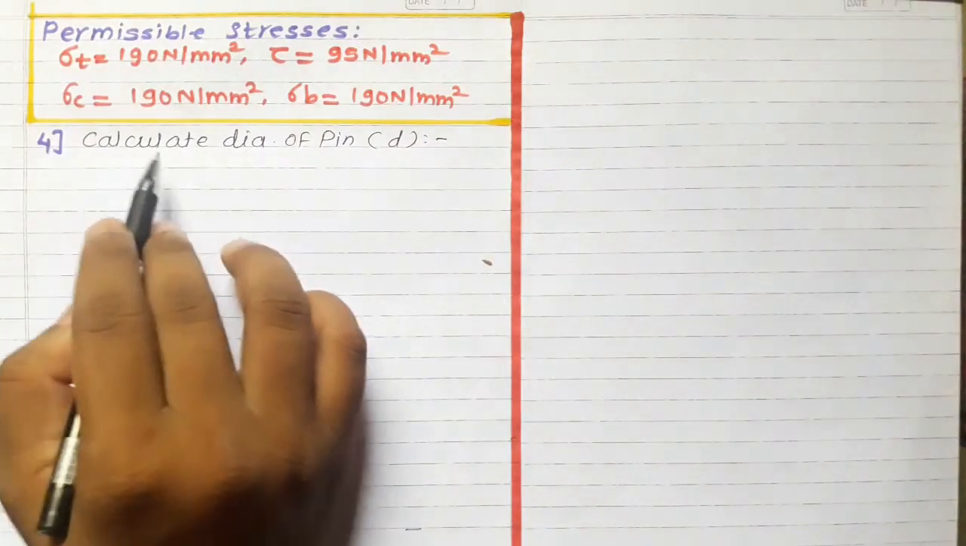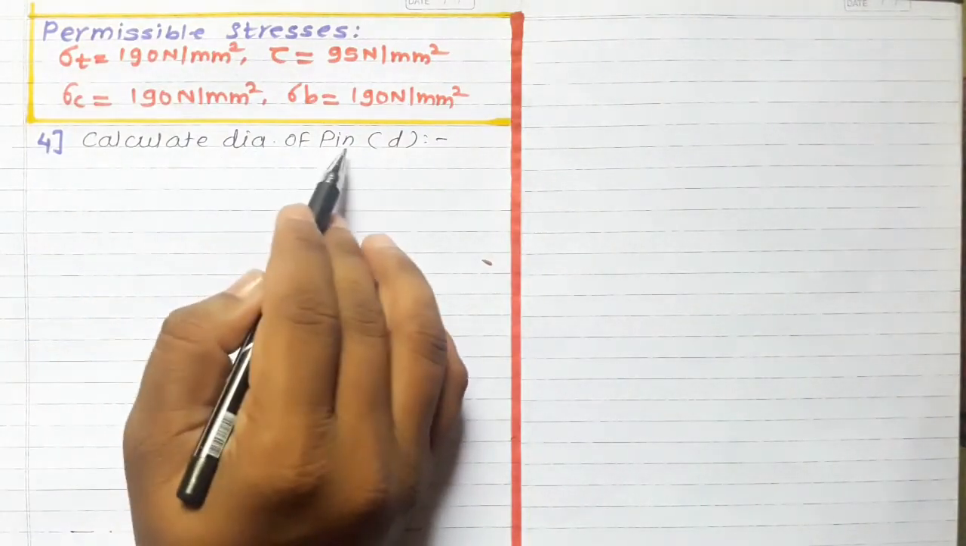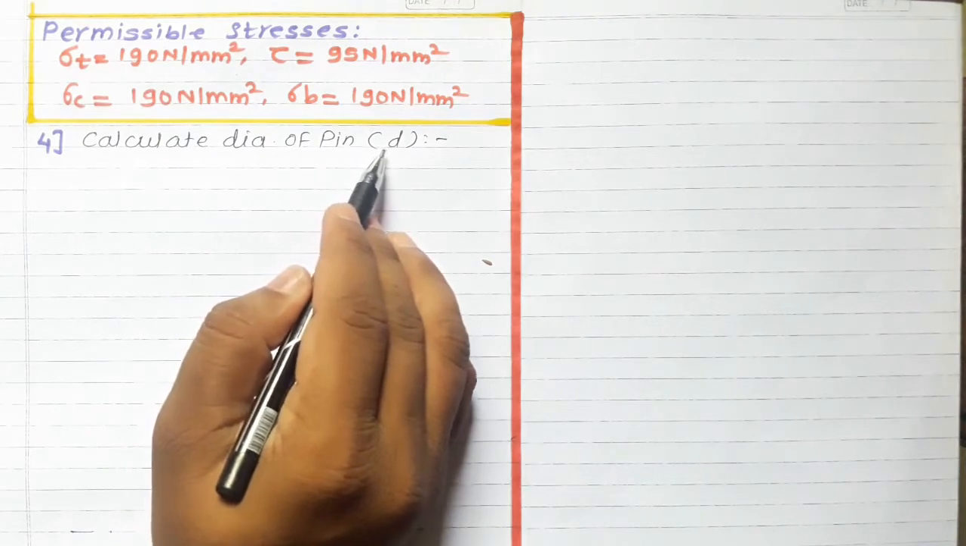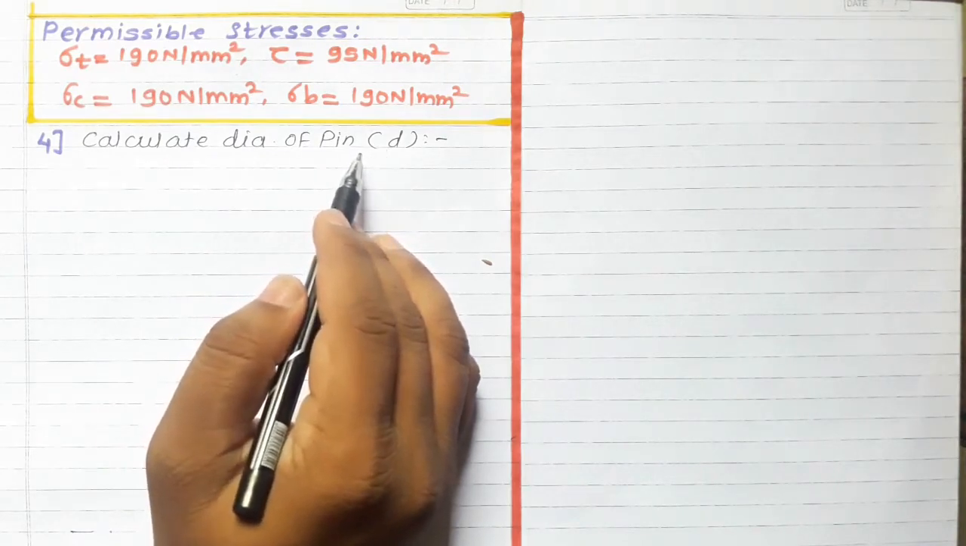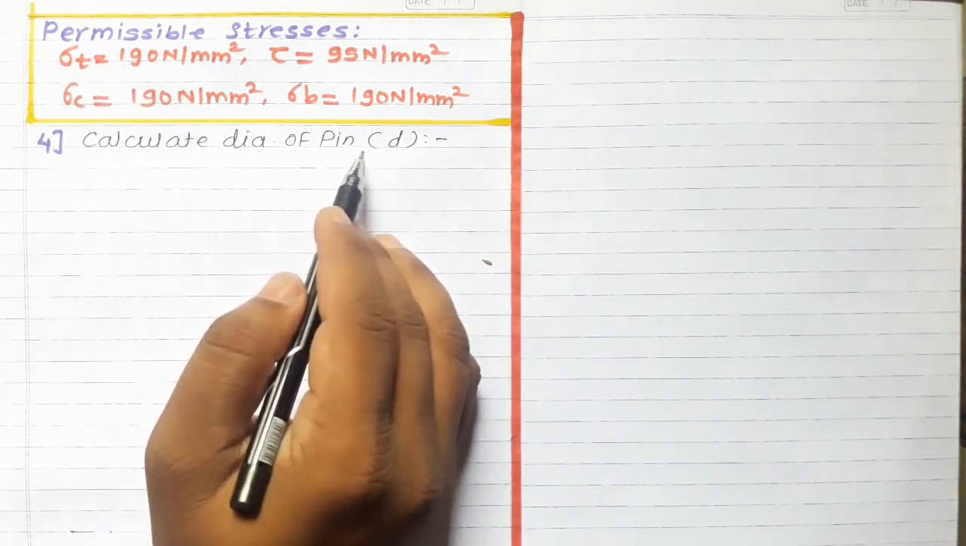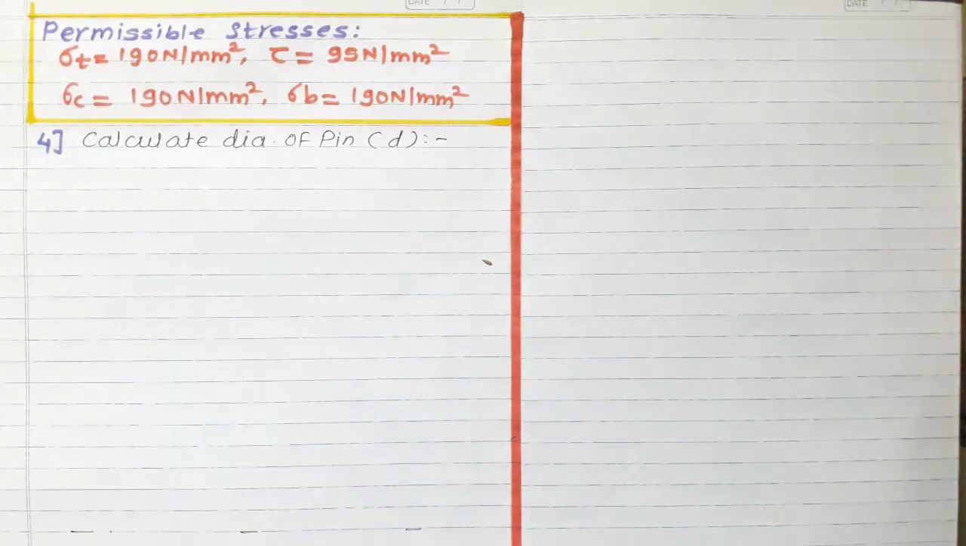Now the fourth step is calculate the diameter of pin small d, and the small d can be calculated based on shear stress and based on bending stress. So let us calculate the diameter of pin based on shear stress.